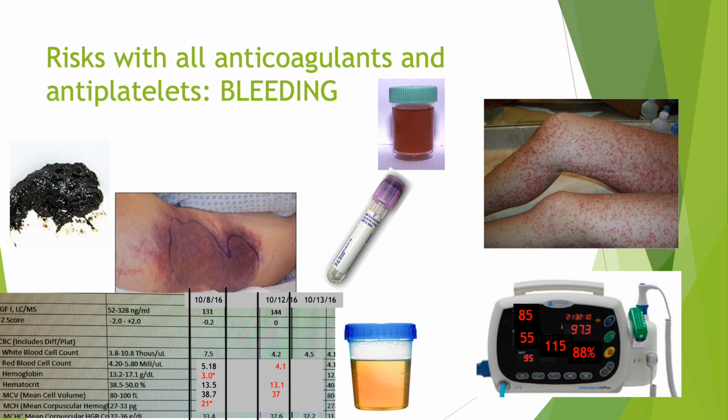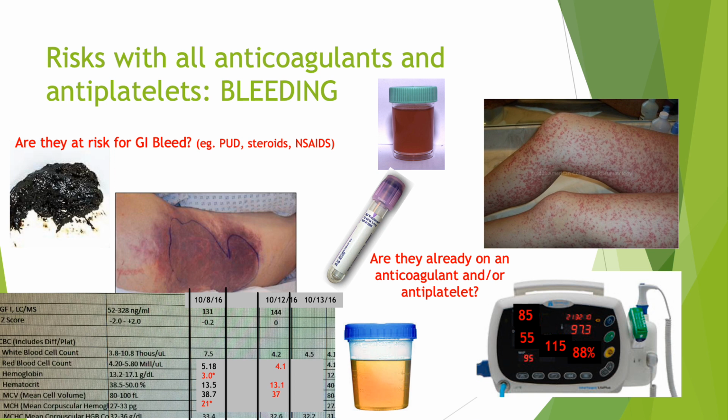Do they already have a risk for a GI bleed? And now we're going to give them heparin or aspirin. So for example, do they already have peptic ulcer disease? Or are they already on prednisone or ibuprofen, both of which increase risk for a GI bleed?